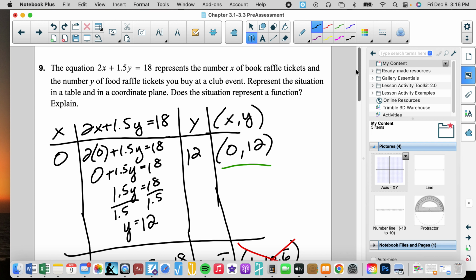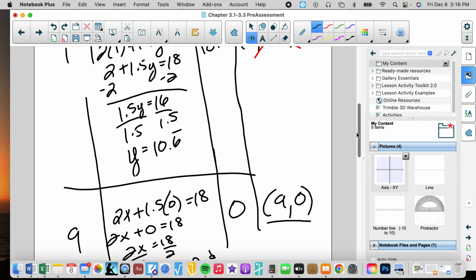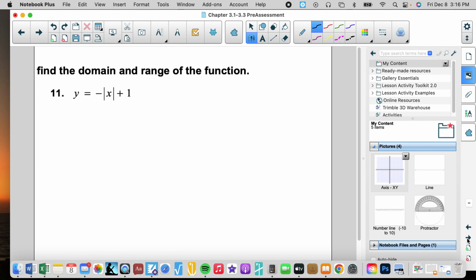So let's make sure, does the situation represent a function? Yes. Represent the situation in a table and in a coordinate plane. Okay. So we need to have dots. That's the important thing. All right, that one was hard. Find the domain and range of the function.